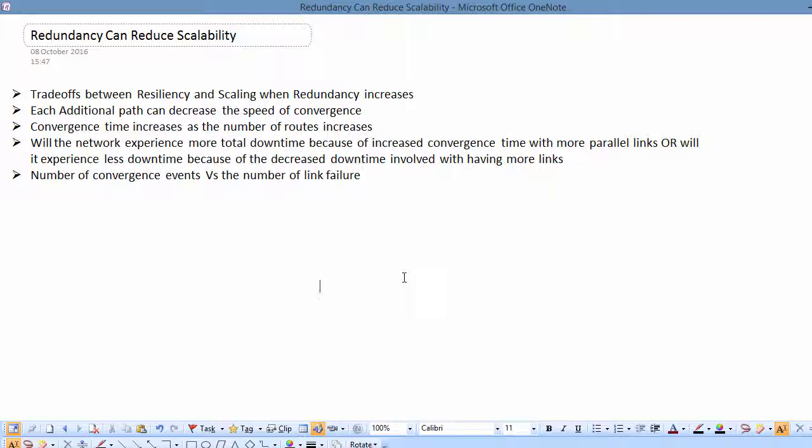To know for certain, you will need to calculate the uptime rates and the convergence time and then compute total uptime based on the number of convergence events versus the number of link failures. Remember, in designing, you can't have a thumb rule for each and everything. You need to take account of various aspects, and you should know those aspects so that you can take them into account.